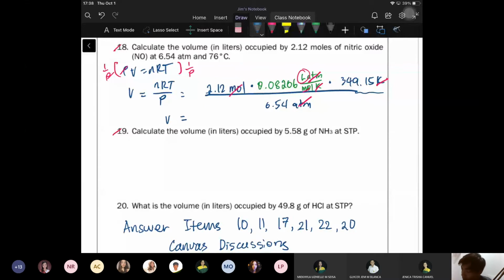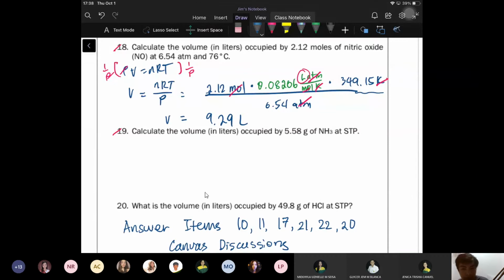Okay, in two decimal places, that's 9.29, 0.08206. Yeah. So that's 9.29 liters now. Okay, so that's the answer. Let's have number 19, the last item now.